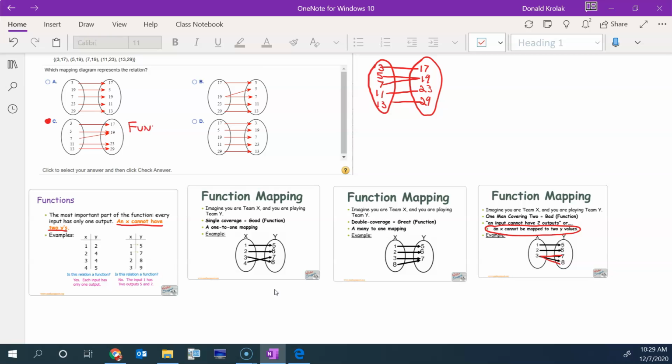And then there's two types of function. There's one-to-one, and then there's many-to-one. Our example is many-to-one because 3 and 8 are both paired with 7. So that's where you get many-to-one. That's still a function.